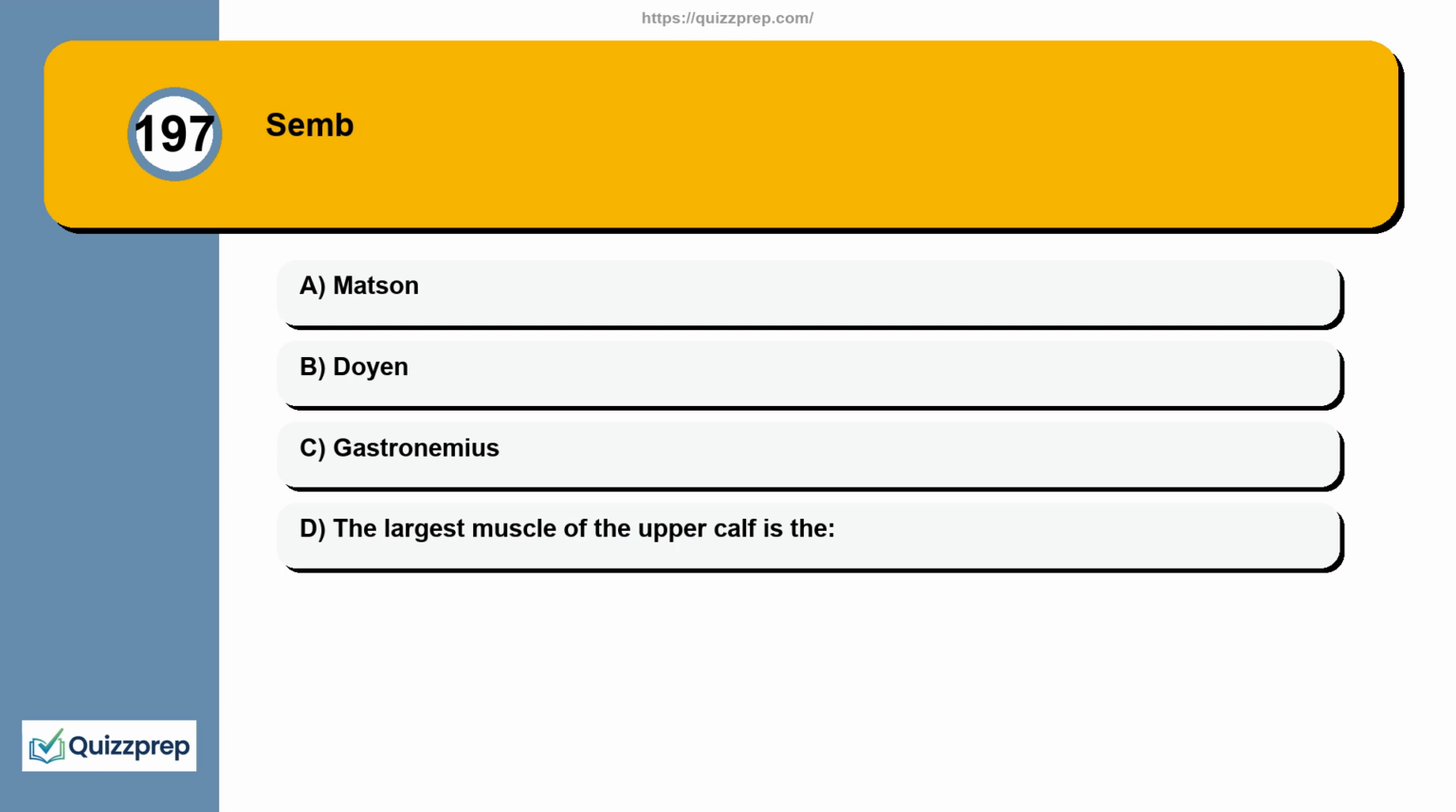Question 197. Sem, option A. Matson, option B. Doyen, option C. Gastrocnemius, option D. The largest muscle of the upper calf is the. The correct answer is option Nan.